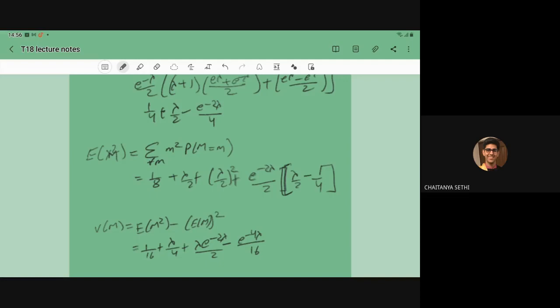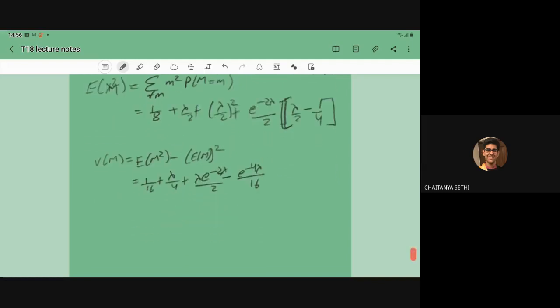It is also asked whether it is a valid PMF or not. So we just have to check whether the sum over all m of probability of m is equal to 1 or not. So this we have to check. It will come, right? So it is a valid PMF. So that is tutorial sheet 4. Any doubt?